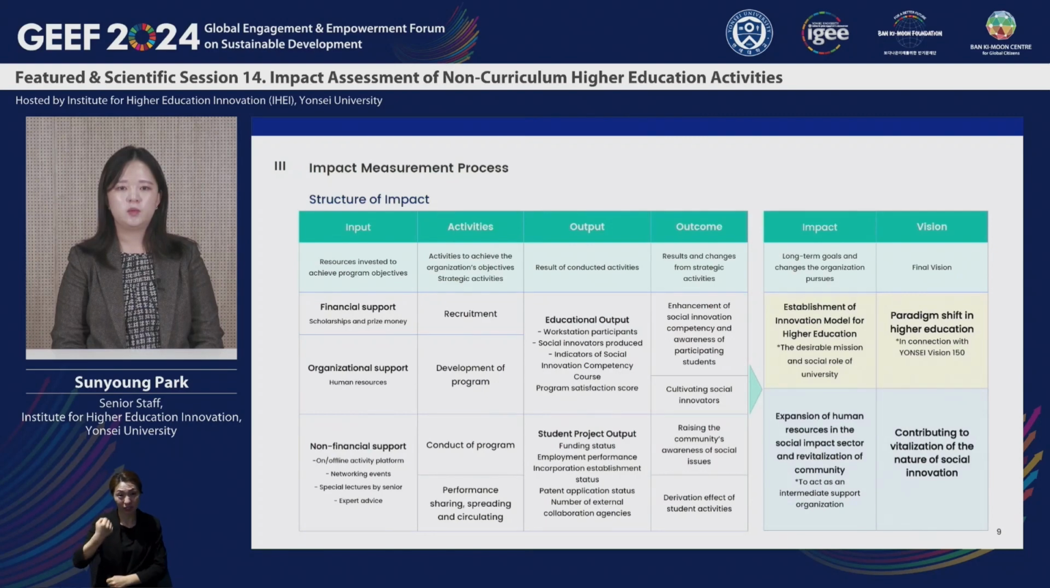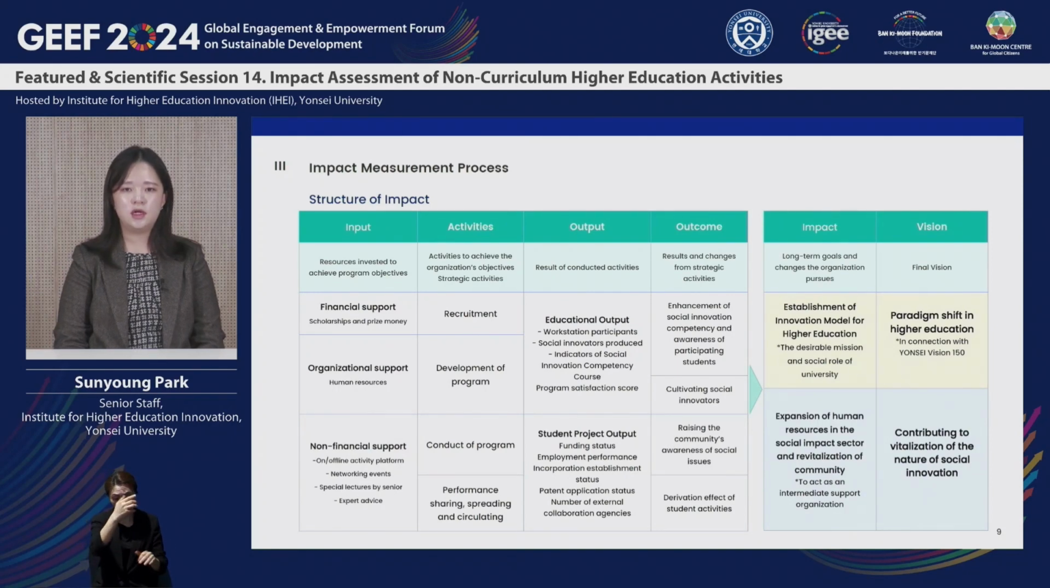If you examine the structure through which impact is created, you can see that financial, organizational, and human resources are the program inputs for program goal achievement, and based on these inputs, planning, operation, execution, performance management, and feedback compose a basic flow of activities.